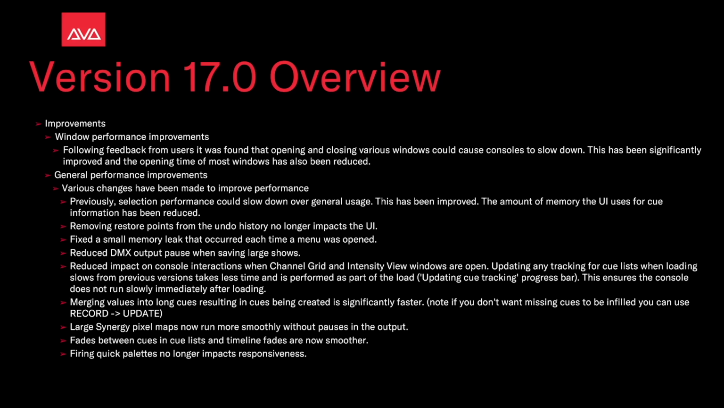Reduced the impact on console interactions when the channel grid and intensity view windows are open. Updating any tracking queue list when loading shows from previous versions also takes less time, and is performed as part of the loading of the updating queue tracking progress bar. This ensures the console will not run slowly immediately after loading. Merging values in long queues, resulting in queues being created, is significantly faster. Note if you don't want missing queues to be infilled, you can use the record update.